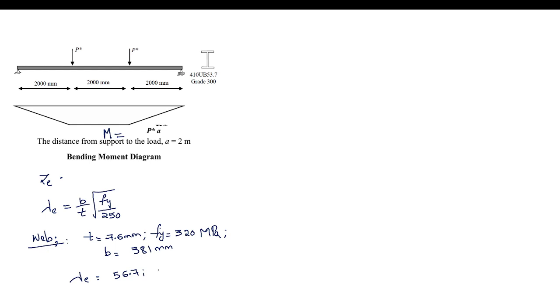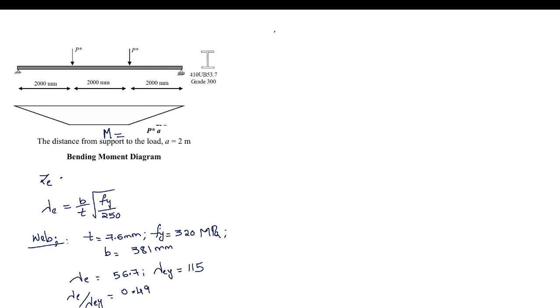I am substituting these values here, then I will get lambda e value as 56.7, and as I discussed earlier, lambda ey is 115 from the table 5.2. Now what is the ratio of this lambda e over lambda ey? So when I do this, then I will get 0.49. Okay, so this is the ratio which is 0.49 for web.